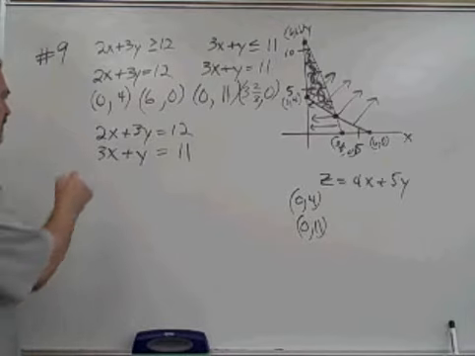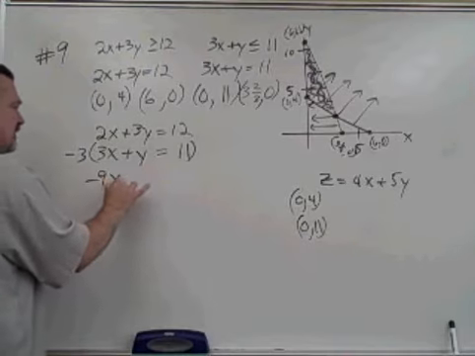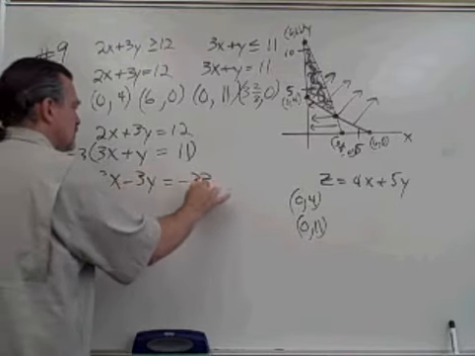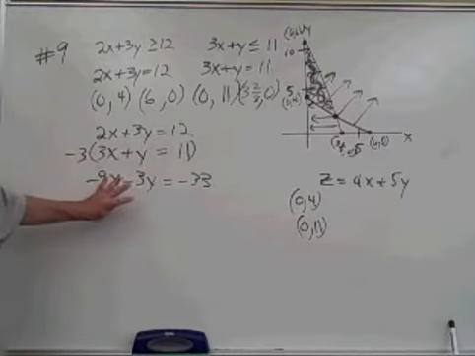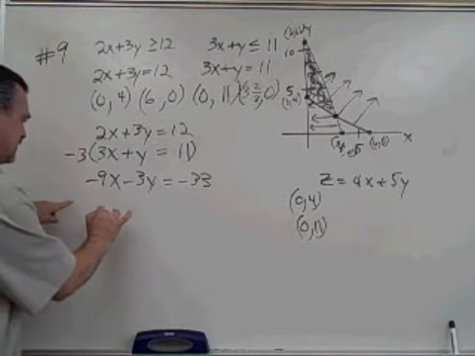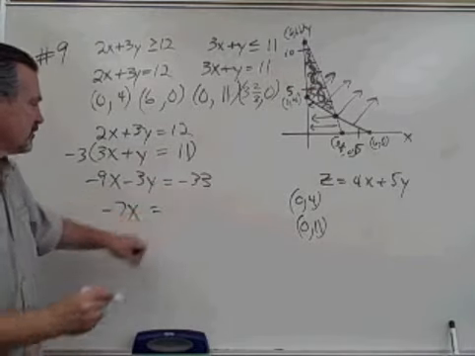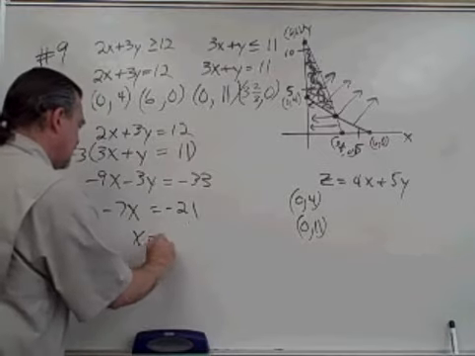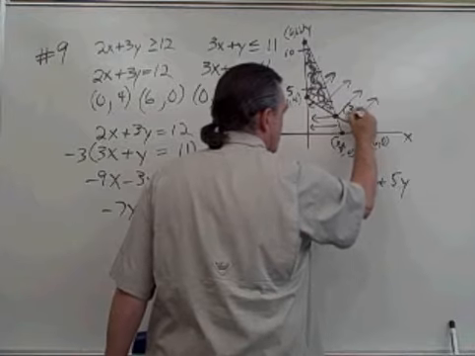So I'm going to take this equation, multiply it by -3. That would give me negative 9x minus 3y equals -33, wouldn't it? And the reason I did that is because now I can add this new equation to this first equation, and the y's will cancel, leaving me just a linear equation in x. 2x plus -9x is -7x. 12 plus -33 is -21, gives me x is equal to 3. So the x value at this other corner point is 3.